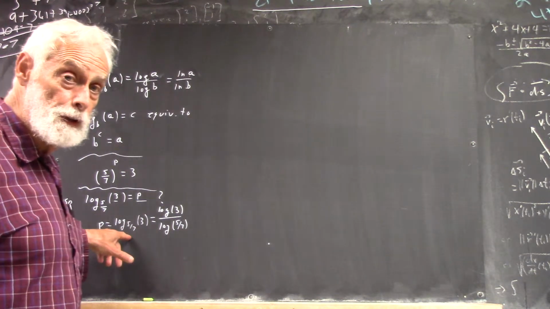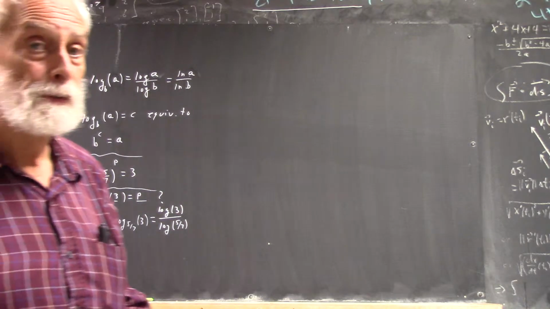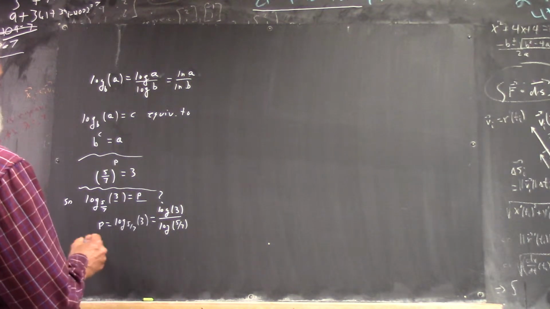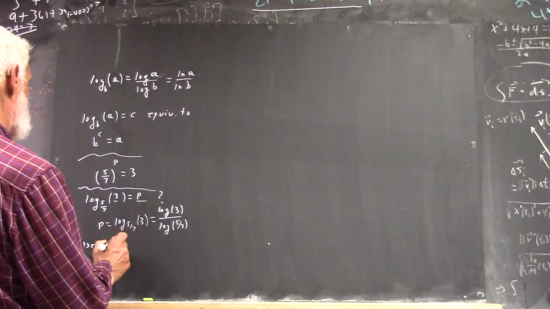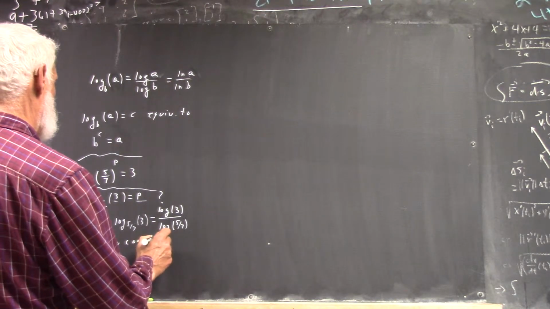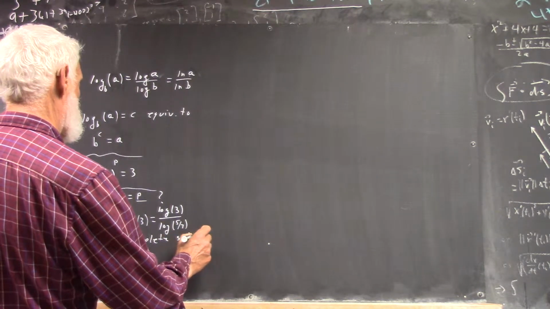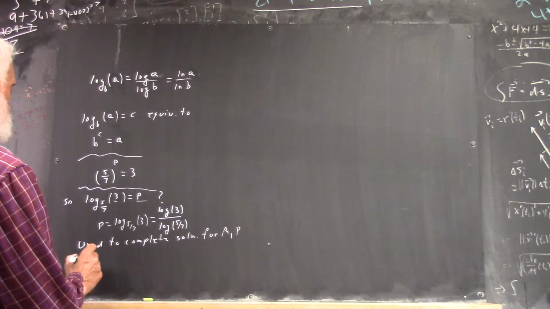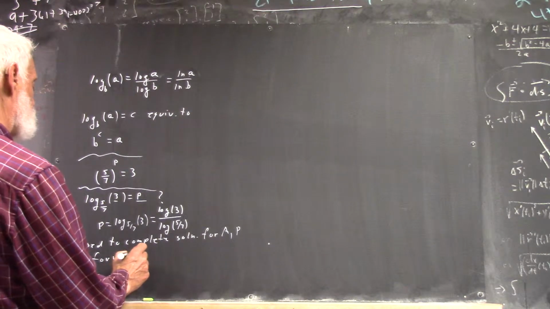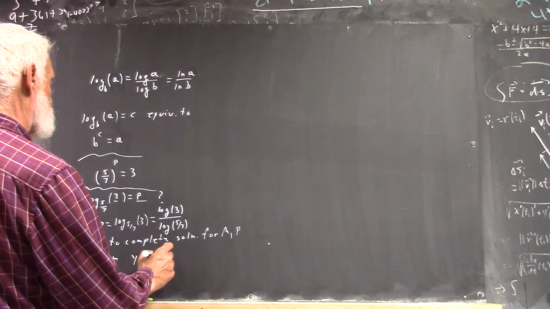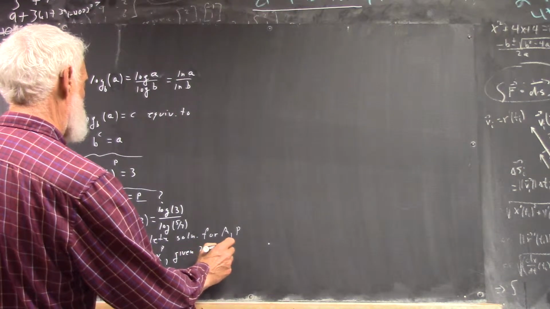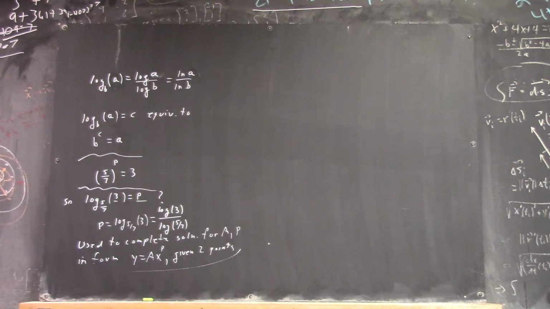So you use this in solving the simultaneous equations for y equals a x to the p, when you're given 2 points, and that's one of the early things we did. So you'll understand the context.